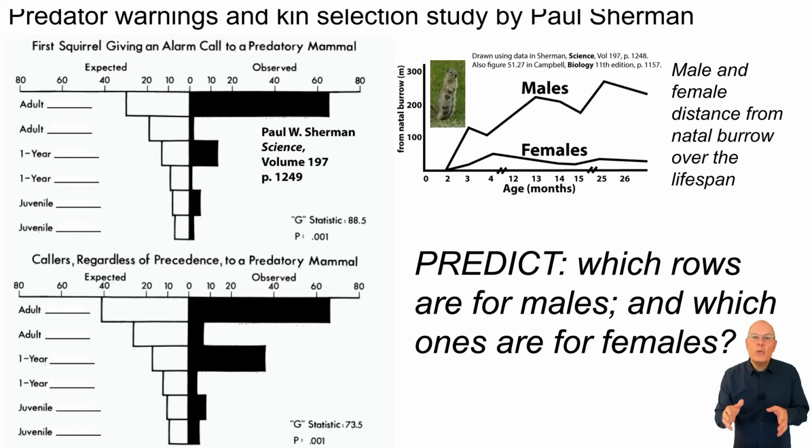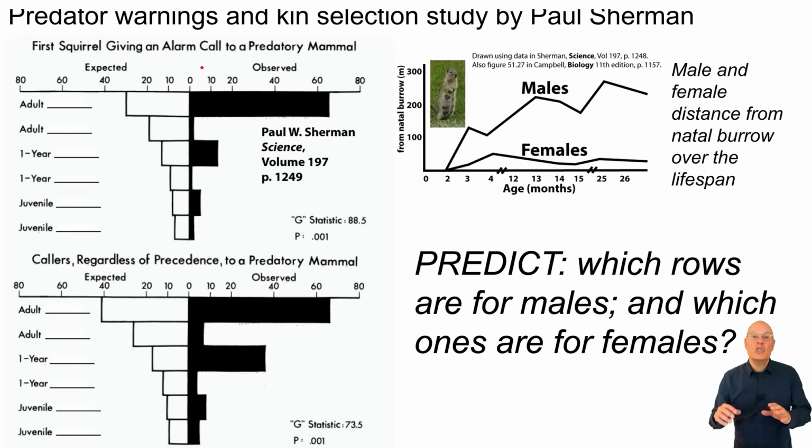Sherman's key move was to observe these ground squirrels and then to classify who was calling based on 2 characteristics. The age class, whether they were juveniles, 1-year-olds, or adults, and then their sex. I've labeled the age class, but I haven't labeled the sex, male or female. Here's how to read this. The left side of this graph shows the distribution of each of these age classes and sexes in the population. And again, you know that these are adults, but you don't know which one's male and which one's female. And that's true for adults, 1-year-olds, and juveniles.